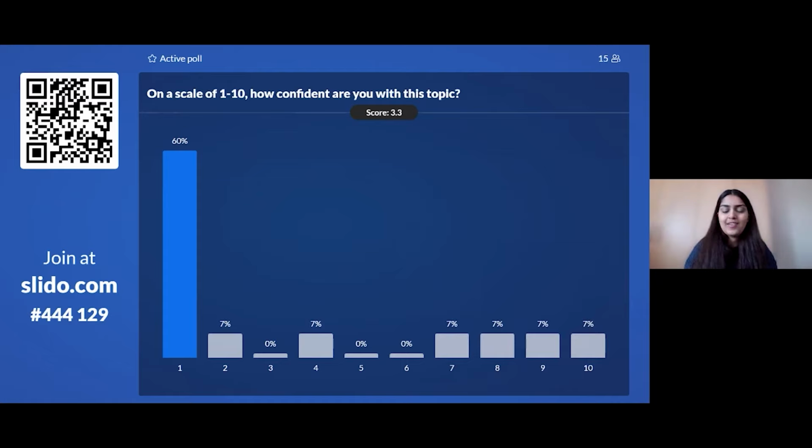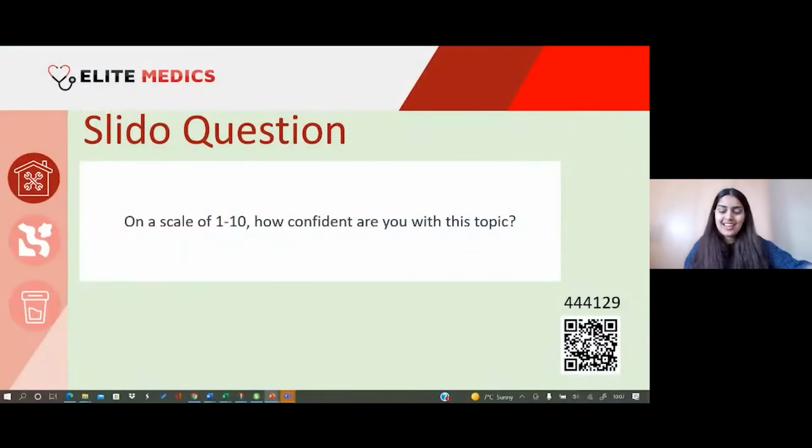Okay, let me quickly close the poll. We have an average score of 3.3 and most of us are on a 1, which means most of you are not confident with this topic at all. That's completely fine. I'm going to go through it nice and slowly, and hopefully at the end of the topic you should be feeling much more confident. If you have any questions at any point, which you probably will, make sure to post them onto the Teams Q&A, and we'll try our best to get them answered. Okay, let me close this poll up and let's get started.